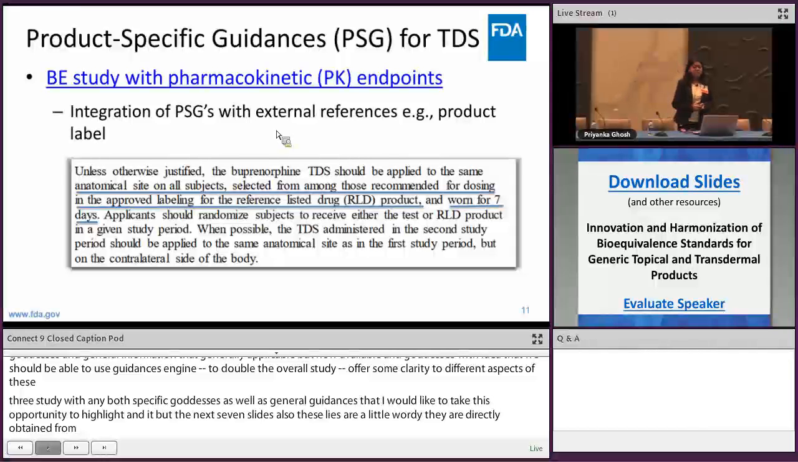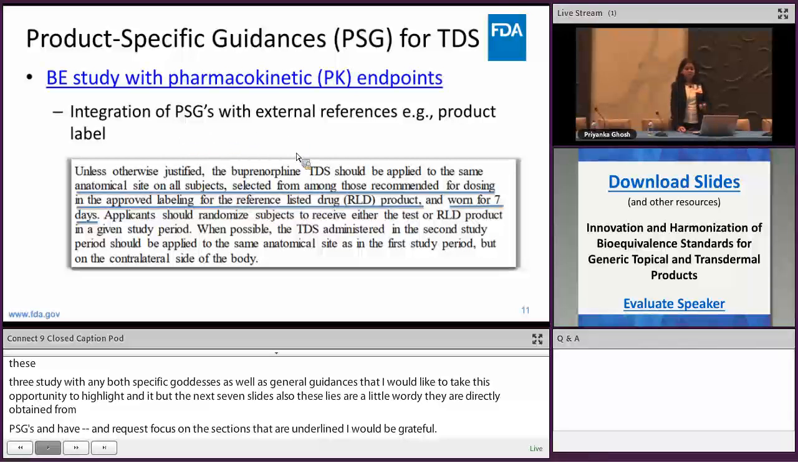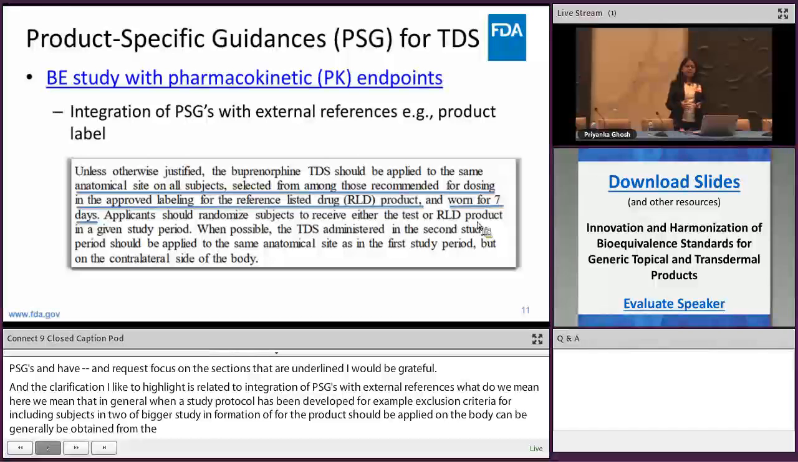So the first clarification that I would like to highlight is related to integration of PSGs with external references. What do we mean here? We mean that in general, when a study protocol is being developed, say, for example, inclusion-exclusion criteria for recruiting healthy subjects into a PK study, information about where the product should be applied on the body can generally be obtained from the product label. We still retain the information related to the duration of the study in the product-specific guidance, but the expectation here, again, is that we are able to use the product label in conjunction with the guidances that we have available to develop the overall study protocol.